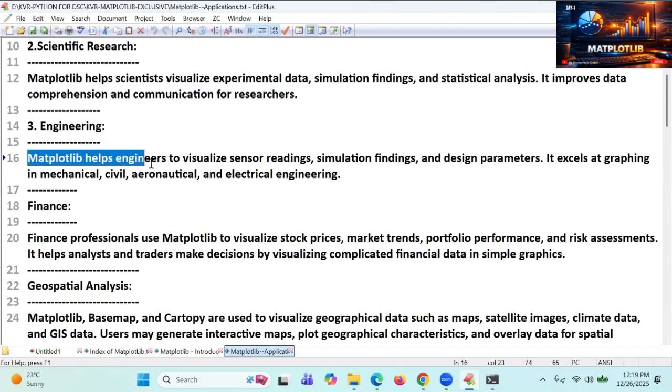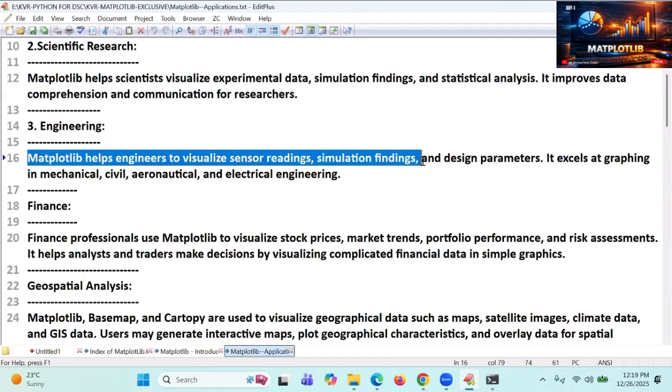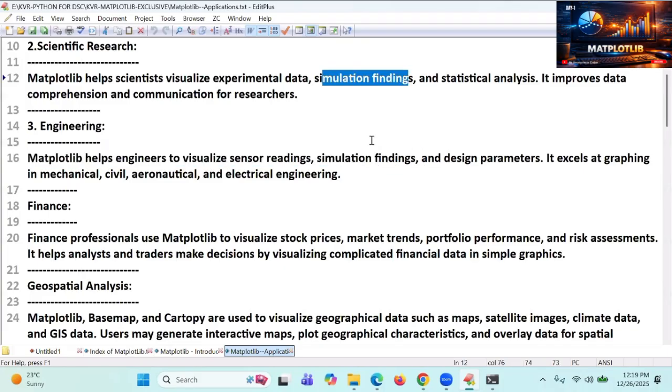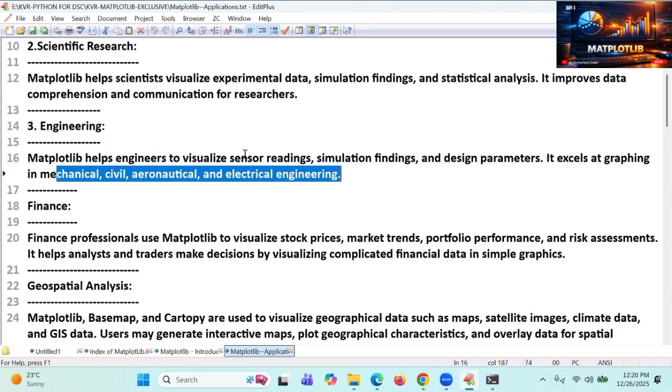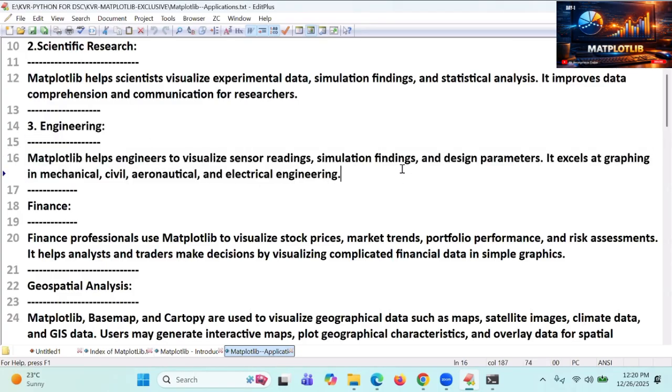Matplotlib helps engineers visualize sensor readings and simulation findings, that is, the data coming out of it, and design parameters. It excels at graphing in mechanical, civil, aeronautical, and electrical engineering. In all fields, these graphics applications are important.